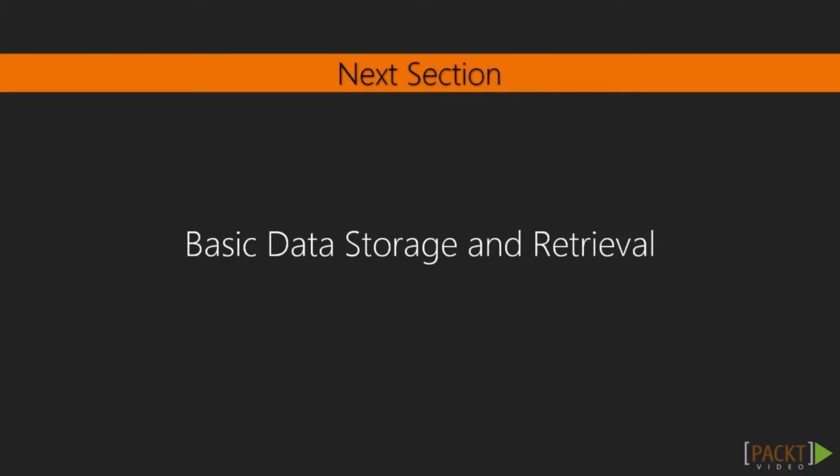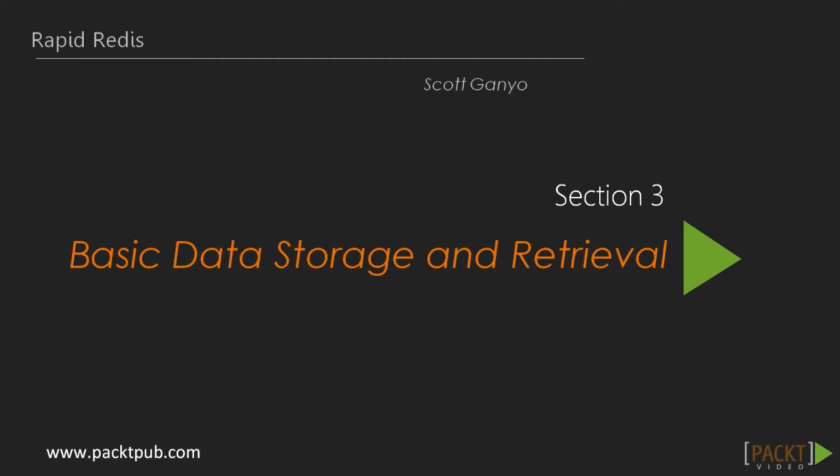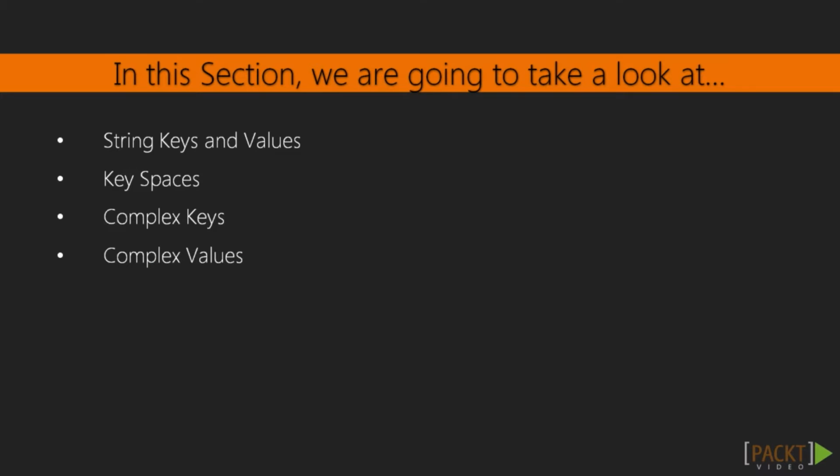So the next section, data storage and retrieval. Section 3, data storage and retrieval. In this section, we're going to take a look at actually working with the database. We're going to see how you store string keys and values in the database. We're also going to look at how key spaces work. And we're going to look more at how you can use complex keys and some of the basic data structures or complex values in the database.